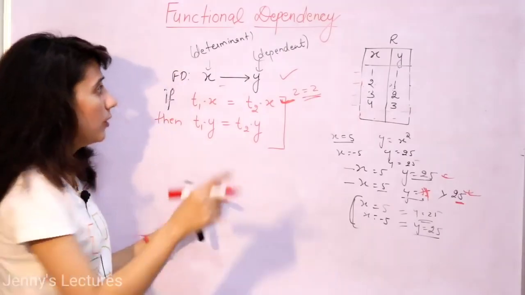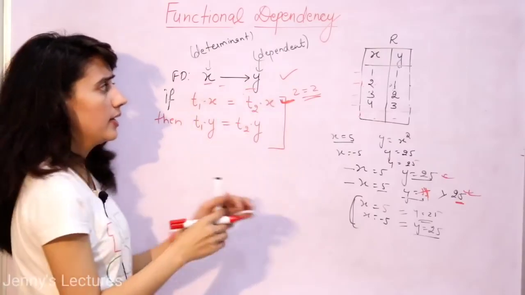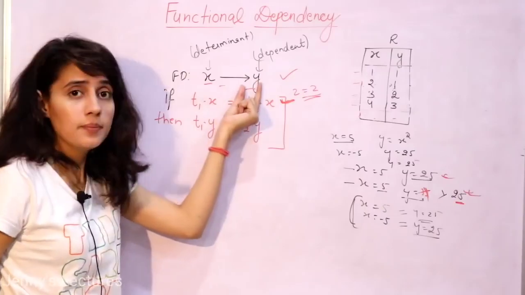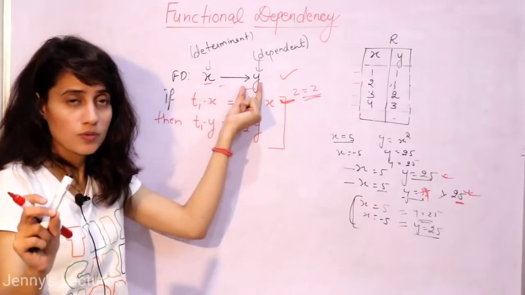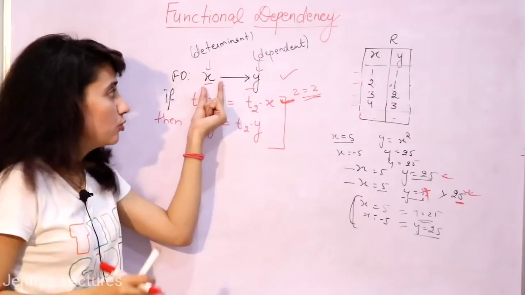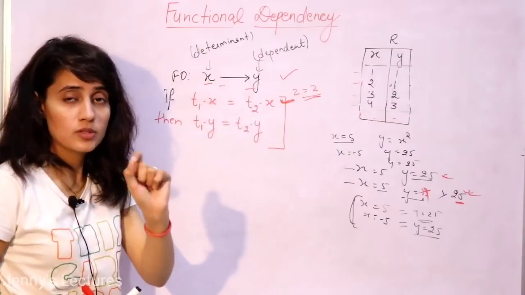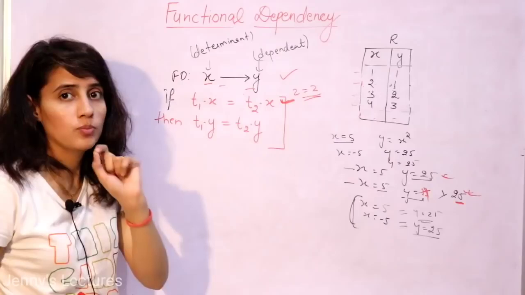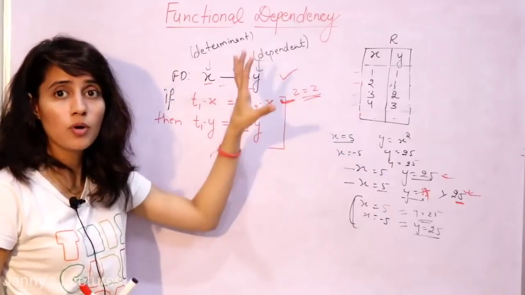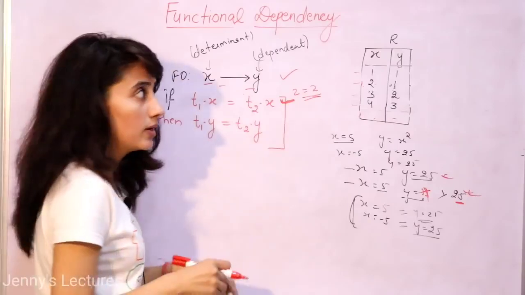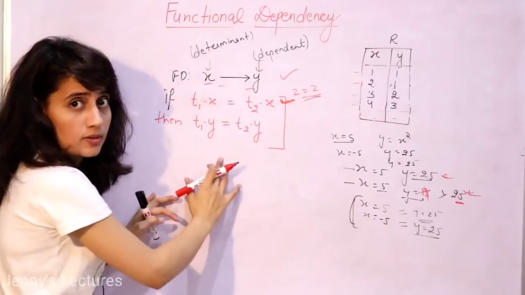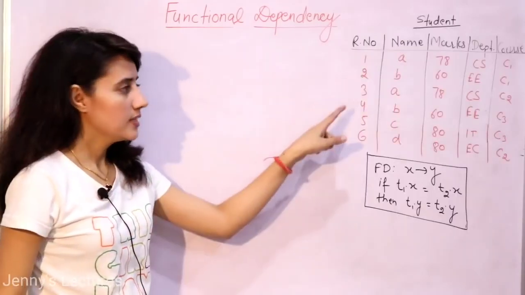One more point: here I am taking x and y as only one attribute each, but x and y can be sets of attributes. There can be one attribute, two, 3, 4, 5, right? So these are sets of attributes. This is a very important point. Now let us discuss functional dependency with the help of a proper example. I am taking a proper relation. I hope you got what functional dependency is. Fine. Now let us take this relation.